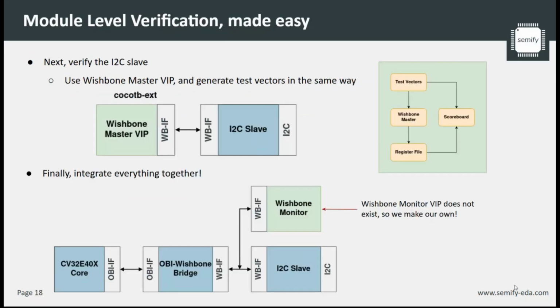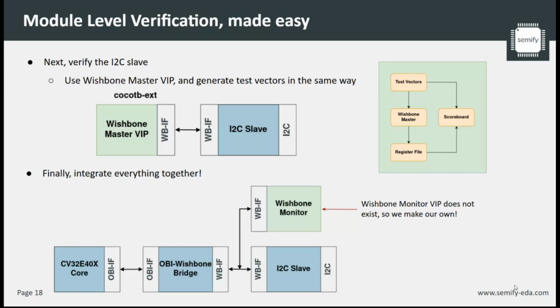And finally, let's then verify our I2C slave module, as mentioned earlier. So we do a very similar approach. We're just going to take this wishbone master VIP, which is also provided in the Cocotb extensions. And we do the same thing, right? We generate some test vectors, we read out the register file, and we scoreboard everything together. Great. So if this is working, we can assume that we can put the entire system together and everything should work. So this is exactly what we'll do.